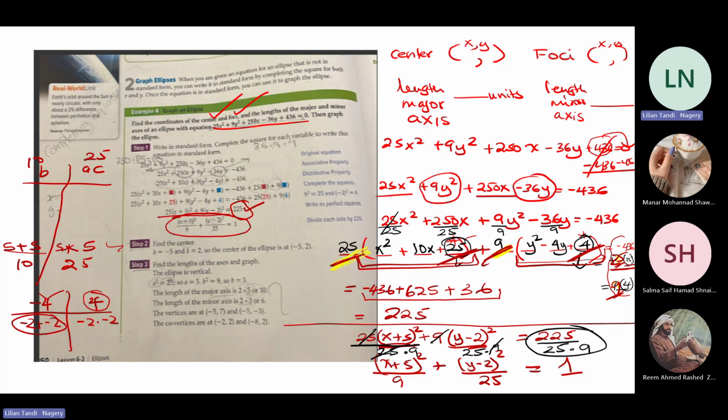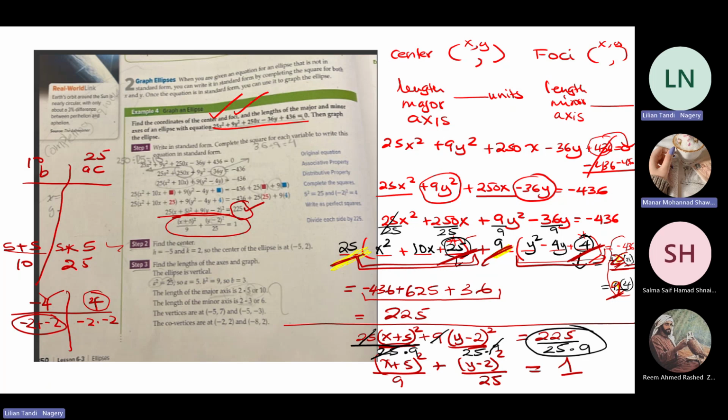Divide this, what do you get? 24. 24, 1. There you go. And if I do it in the calculator, 9 divided by 25 divided by 9, it will give me 1 over 25. Okay, I understand. All right, up to there, we are good.